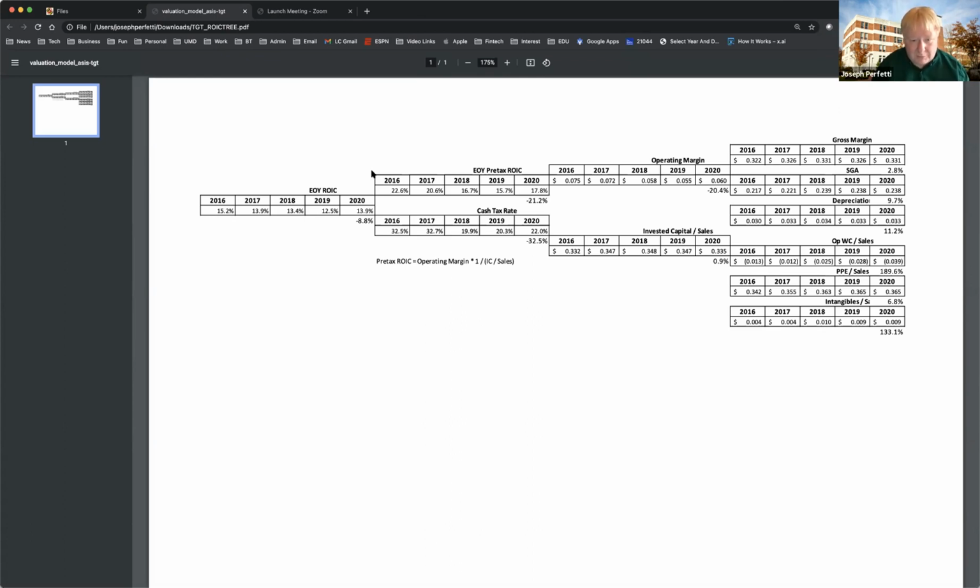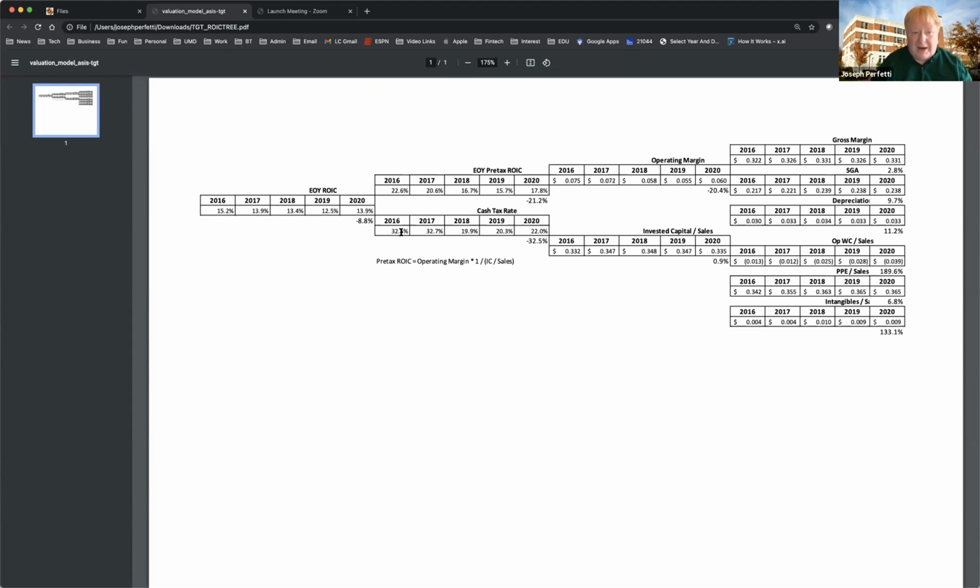So the first driver was basically, was it the tax rate? In 2016, the tax rate was 32.5%. In 2020, the tax rate was 22%. So the tax rate is actually falling by 32%, giving them a benefit. So that should be helping your end of year ROIC. So that's not why the ROIC went from 15.2 to 13.9. Okay, the ROIC was actually benefited by the tax rate. So that was actually favorable.